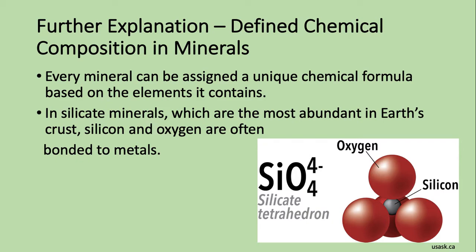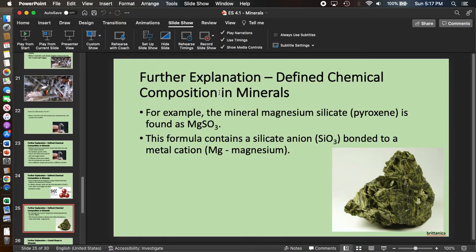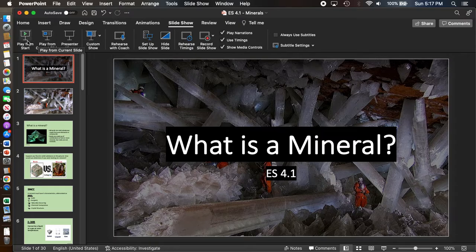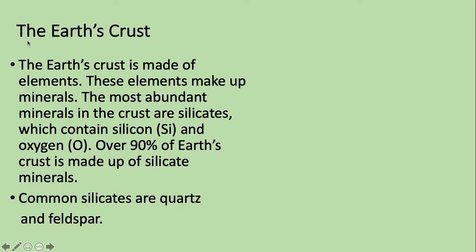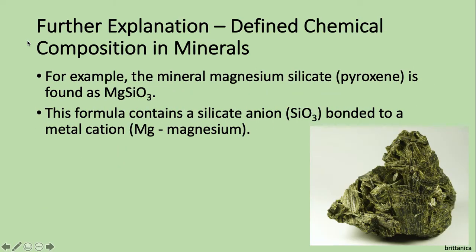In silicate minerals, which are the most abundant in Earth's crust, silicon and oxygen are often bonded to metals. For example, the mineral magnesium silicate or pyroxene is found as MgSO3. That should actually be MgSiO3. Oops. Got to get back to where we were. This formula contains a silicate anion, that's the SiO3 part, bonded to a metal cation, that's the magnesium. And it looks like that, the picture in the bottom right corner.